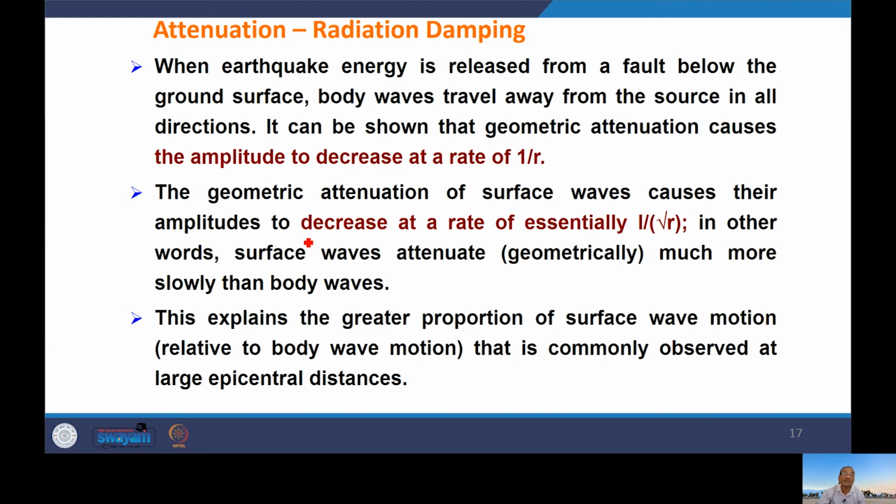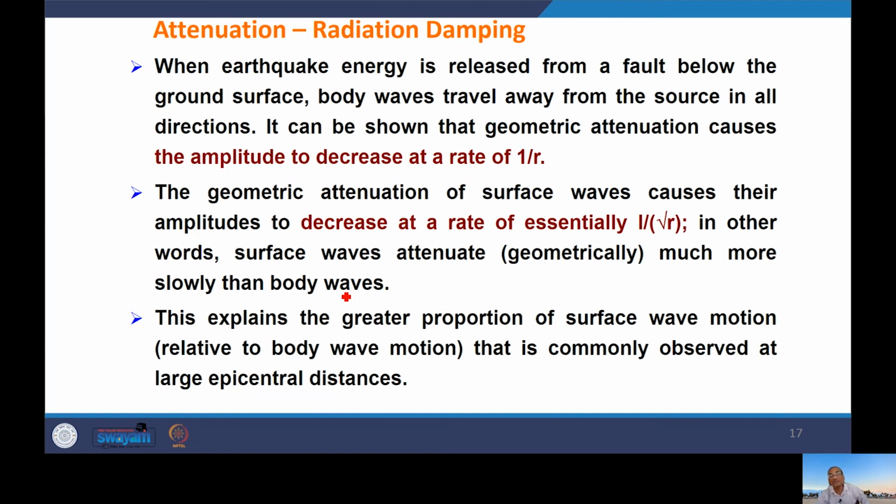So what will happen here? Due to this geometric attenuation, the amplitude will decrease, and for body waves this decrease is at a rate of 1 by r, where r is the distance. That means when r increases, the amplitude decreases, or you can say that the amplitude of body waves decreases inversely proportional to the distance. So the more the distance, the more attenuation there will be.